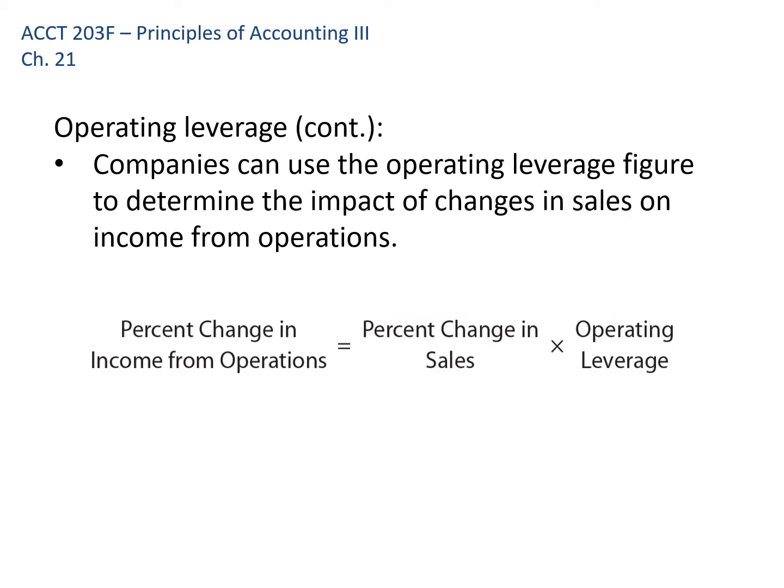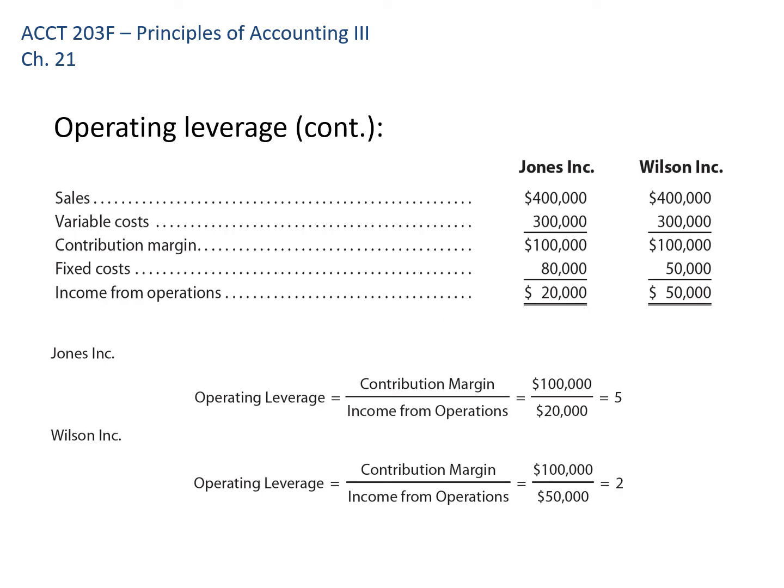So that I then can apply that in the formula to say the percentage change in income is going to be the percentage change in sales. Like if sales go up 10%, multiply that by the operating leverage, it'll tell me how much their income will go up. So here's an example of two companies.